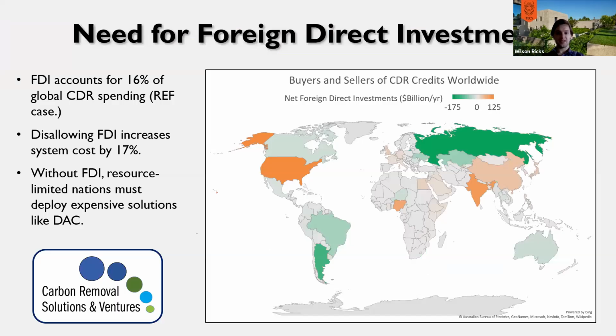We find that international investments are extremely important for ensuring global cost-effective CDR efforts. In our reference case, foreign direct investments, that is countries that are effectively purchasing CDR on a global market or investing in CDR in foreign countries to meet their own quotas, account for 16% of global spending. However, if we disallow them and force each country to invest only in CDR within its own borders, global costs increase by 17%, which effectively means that each dollar spent on CDR internationally reduces global costs by $2.